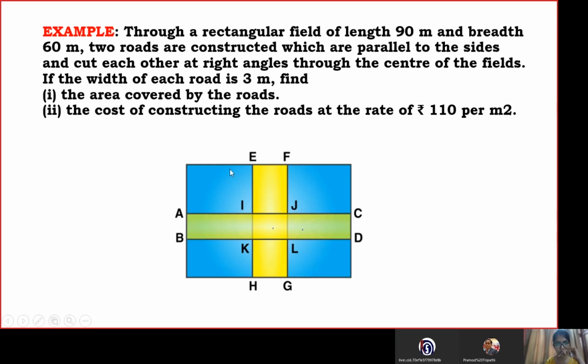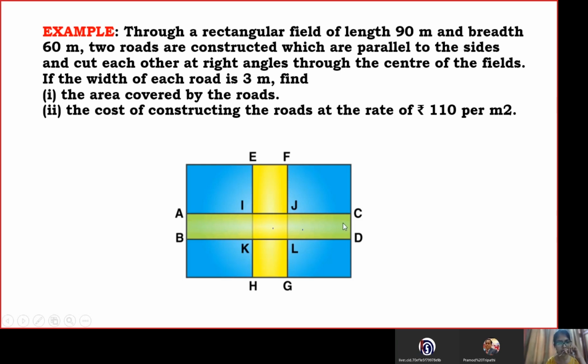Okay, a rectangular field has a length of 90 meters and a breadth of 60 meters, and then we have 2 roads, right? They cut each other at 90-degree angle. They say if the width of the road, that means what's the width of the road? This length EF is 3 meters or AB is 3 meters. We need to find out the area covered by the roads.